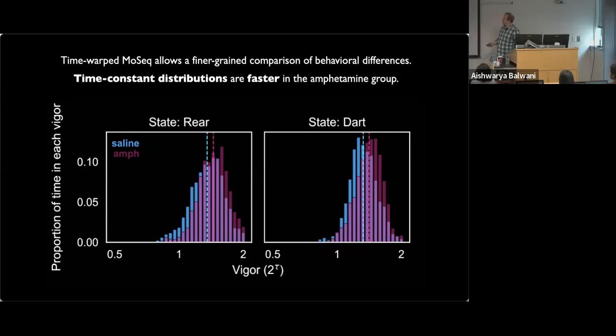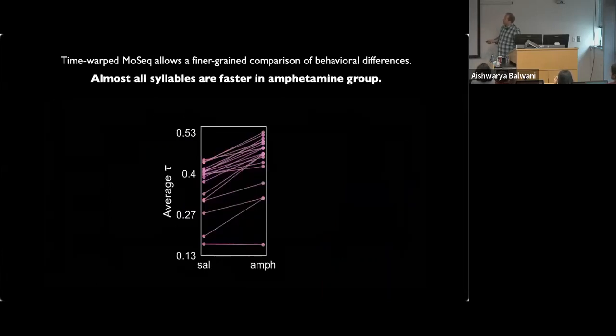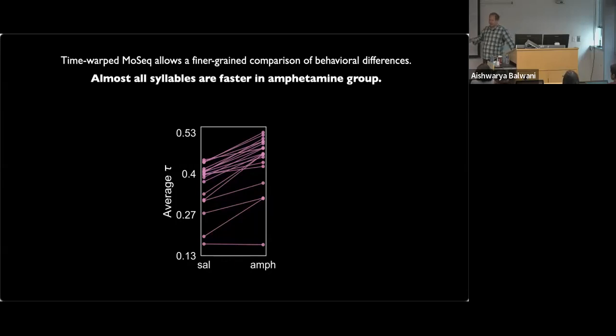Same is true for darts. And this is what I was saying about it. It's happening over all syllables. There's this uniform shift where, except for one of these syllables down here, which was more or less pausing-related, the average time constant that we infer is higher across the board for these amphetamine groups, which is kind of a cool finding, and also I think a nice further confirmation that this time-warped MoSeq is doing something very sensible in this setting.